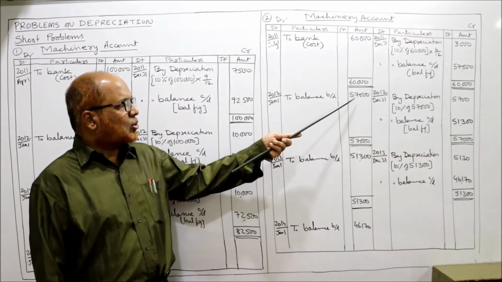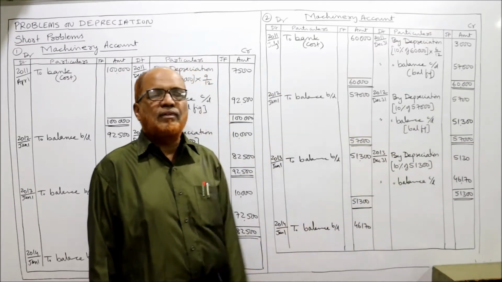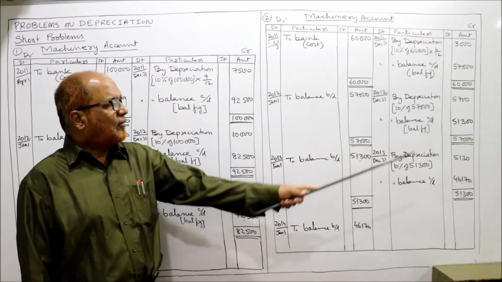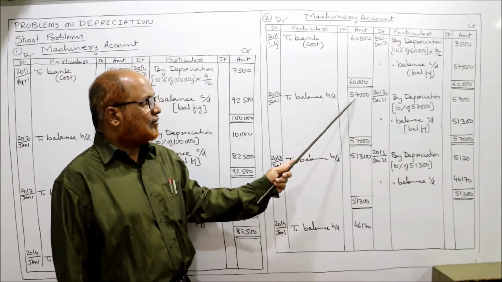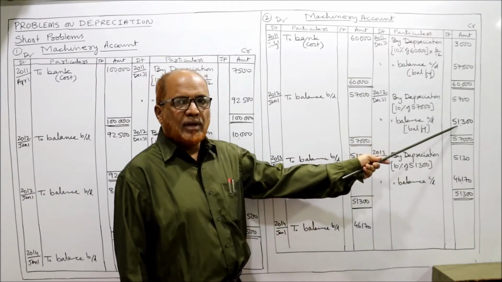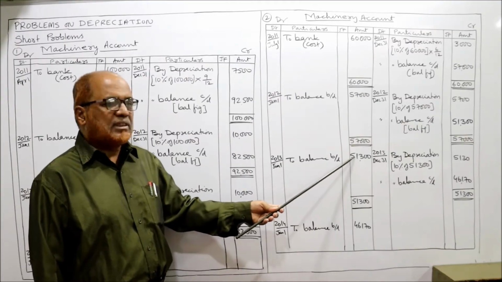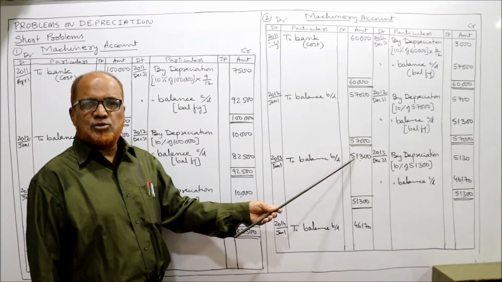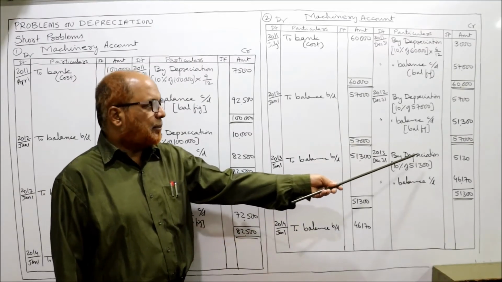Now subtract. Take the total, 57,000 minus 5,700, you will get 51,300. So 51,300 is the written down value. 57,000 minus 5,700. Balance carried down. Now next year, 2013, to balance brought down 51,300. This is the balance brought down. Now year end, 31st December 2013, by depreciation.